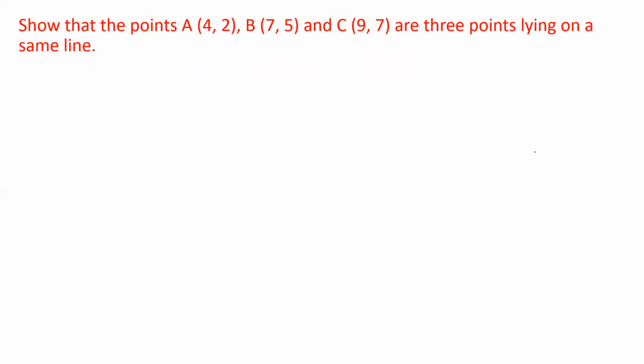Show that the points A, B, C are 3 points lying on the same line. So the same question can be asked in another way. How can they ask the same question in another way? That I'll let you know at the end of this question. Well, here are the points.